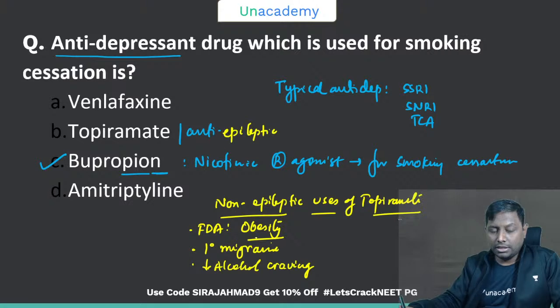No problem, I have summarized it here. FDA approved drug for obesity, prophylaxis of migraine, and epilepsy. So these are its uses. It decreases alcohol craving as well.